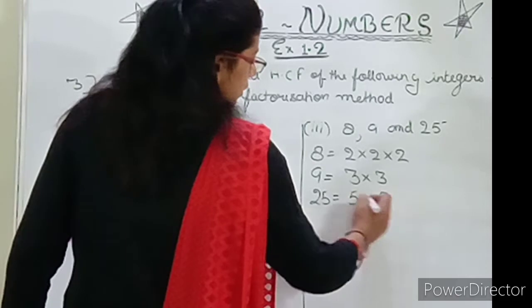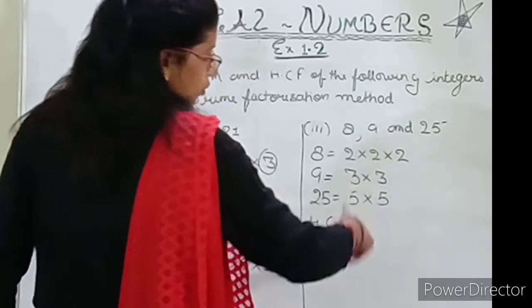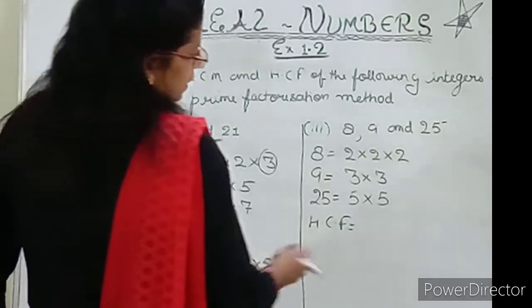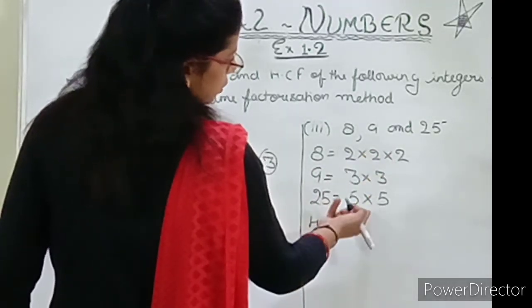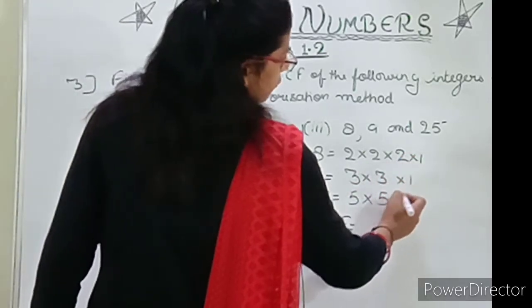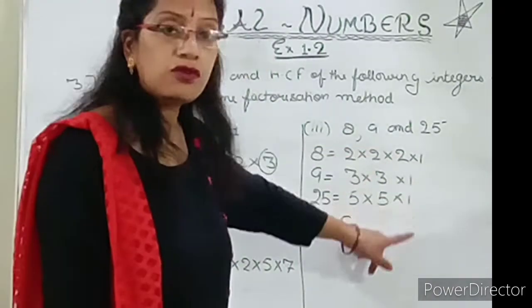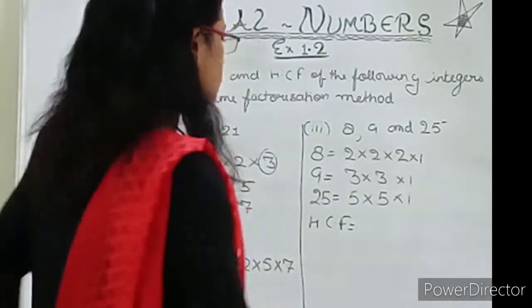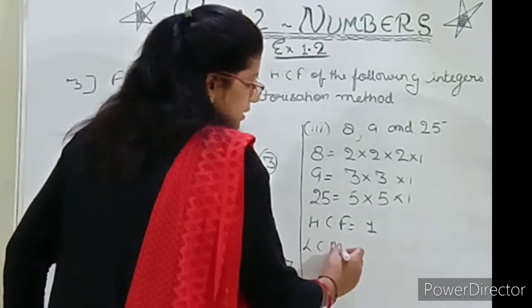Then what is the HCF? HCF is what is common in all these 3. See what is common? 2 2 2, nothing is common. 3 3, 3 is not here, 5 is not here. So one more thing is there, 1 is there in everyone. You know that properly, 1 is the factor of everyone. Okay, so what is HCF? 1.